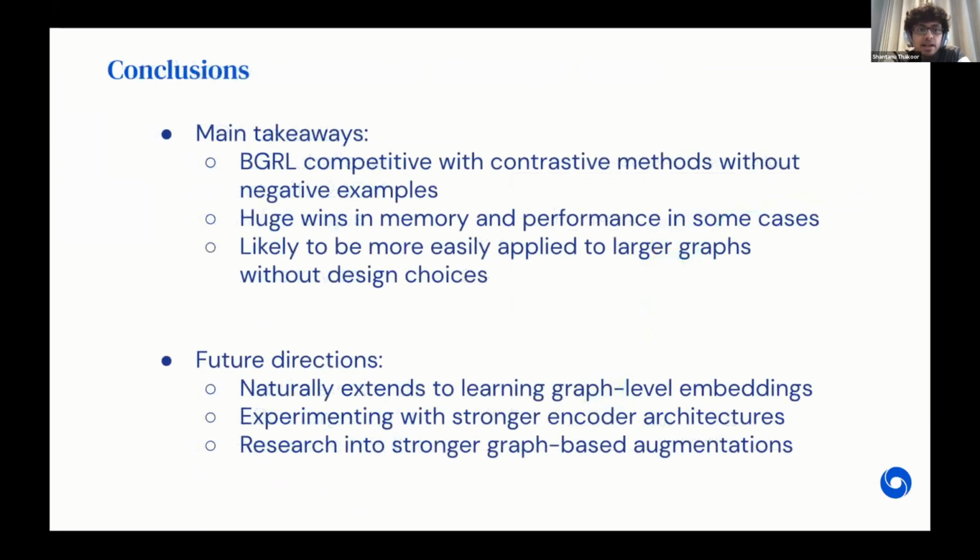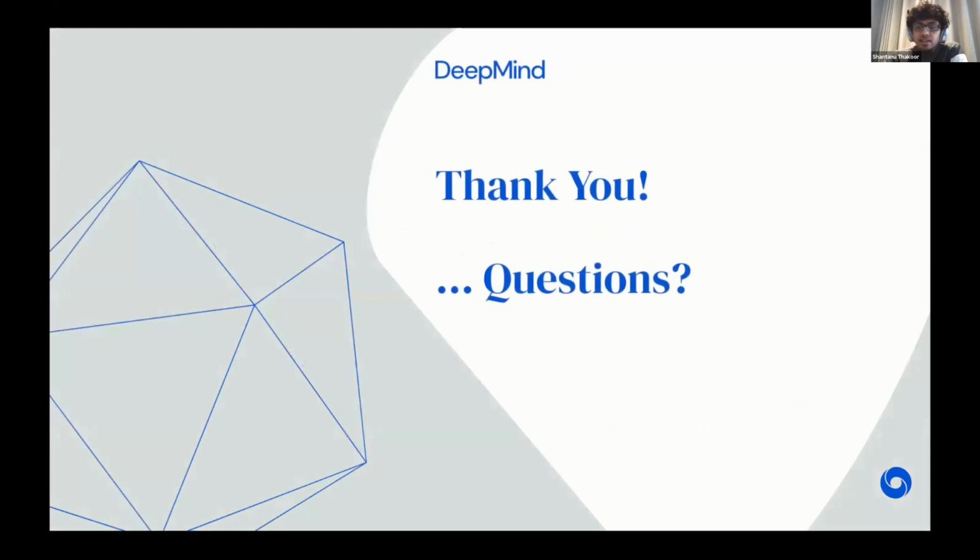So the main takeaways are that it's competitive with contrastive methods without using negative examples. There can be some huge wins in memory and performance. And it's also more easily applied to larger graphs because it requires fewer design choices. In the future, one could think of extending this to graph level embeddings, or looking at even stronger encoders, or stronger graph-based augmentations. Because as Michal said, this is really the important knowledge that we are imparting. So yeah, this needs to be improved. And yes, that's it.